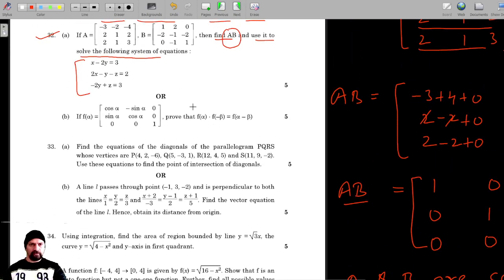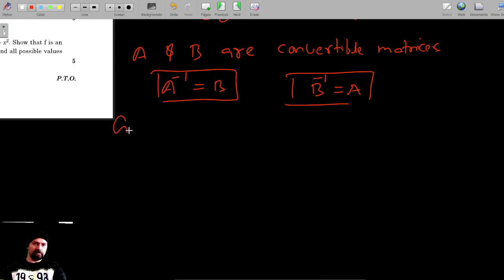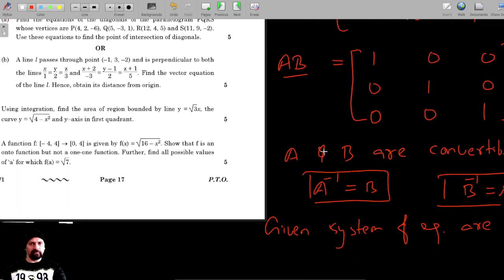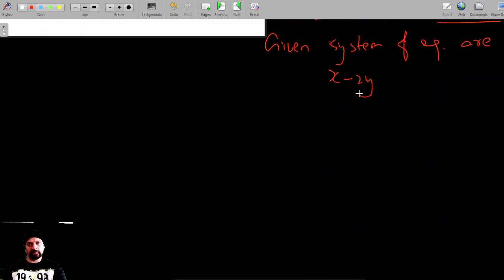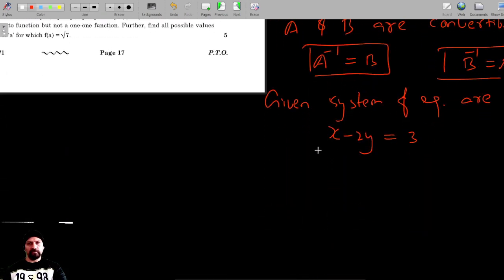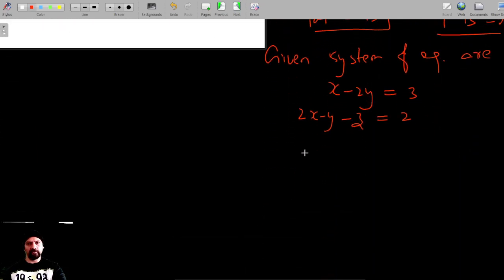And now we have to use this concept to solve these equations. Let's write down the given system of equations. First is x minus 2y is equal to 3. And then 2x minus y minus z is equal to 2. And then it's minus 2y plus z is equal to 3.